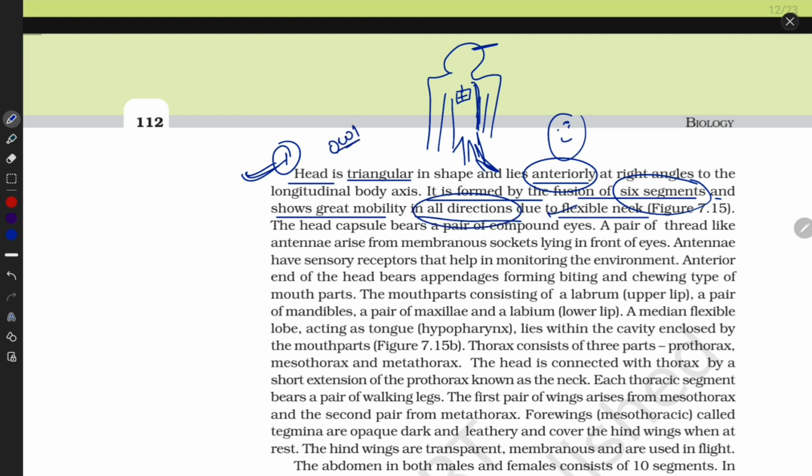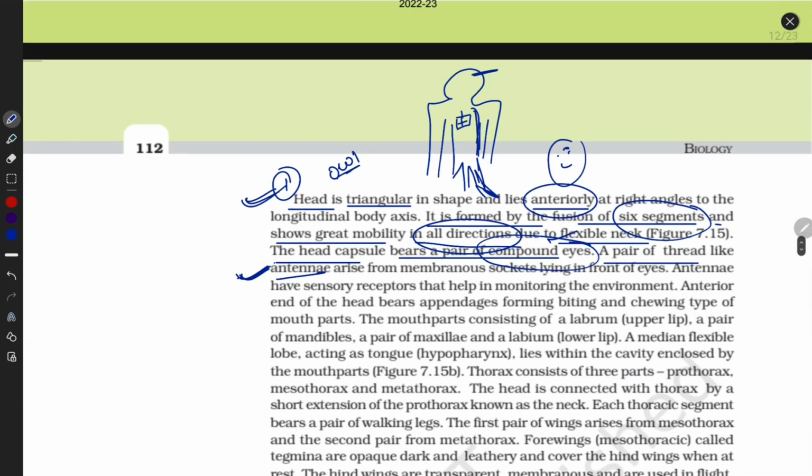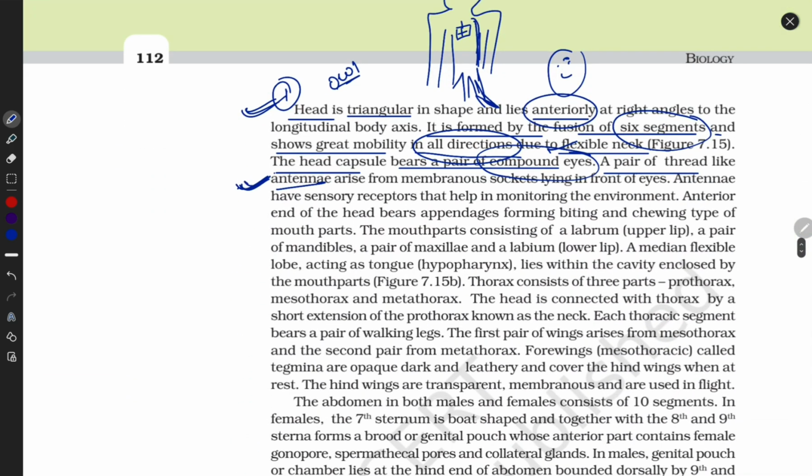Yes guys, maximum flexible. The head capsule bears a pair of compound eyes. This is not a true eye, guys. Okay, a pair of thread-like antenna. These are important. Antenna important. Why? Because they are sensory. They are sensory, and they attach with the socket. Here is a socket, here is a socket, here is a socket. Okay, guys, antenna, what are they? They are sensory receptors.